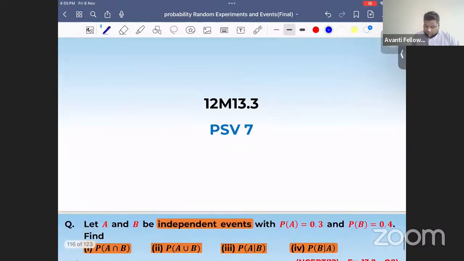Now, do this simple question. A and B are independent events with P(A) as 0.3, P(B) as 0.4. Find these. Quickly do. Madhukar or Simamani, whatever you want to answer, open your mic and answer or write in the chat box.